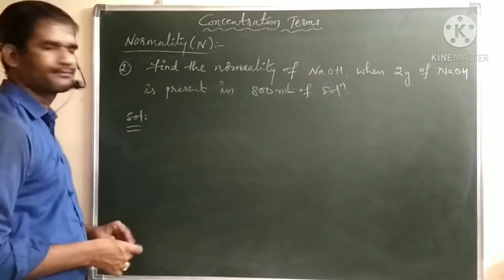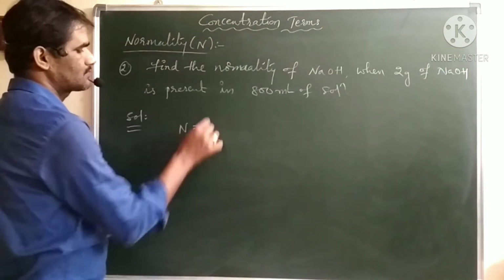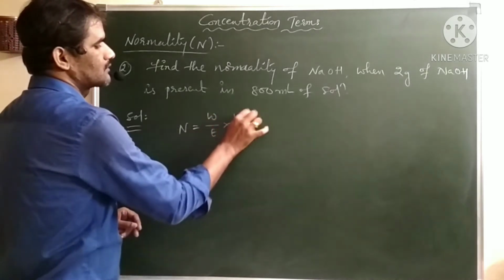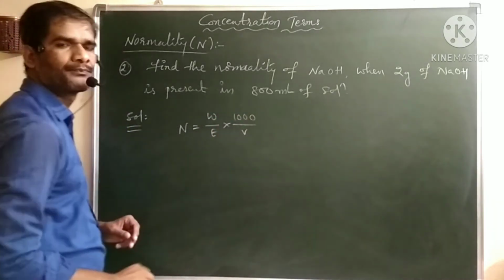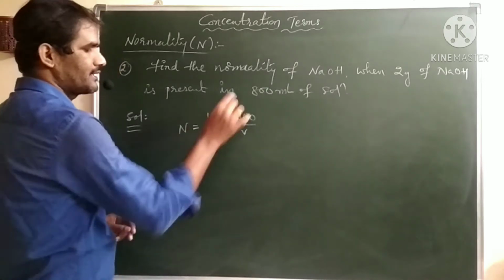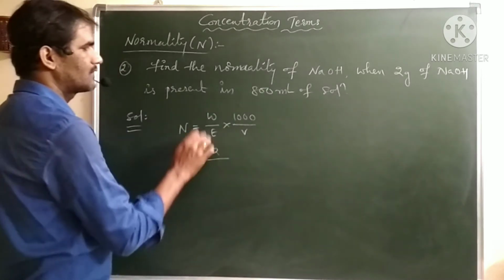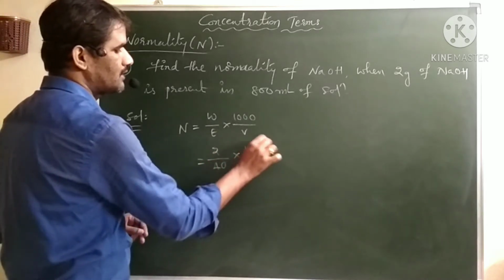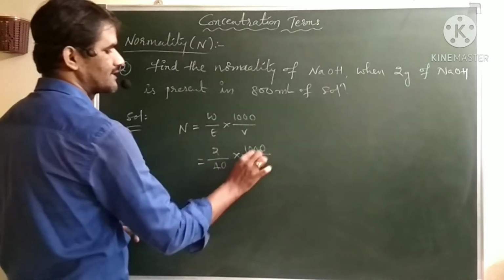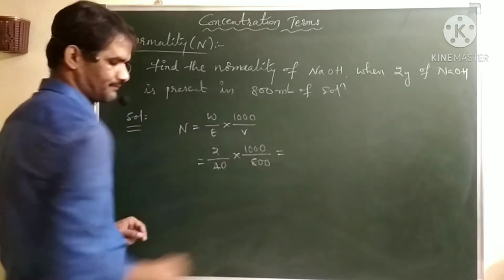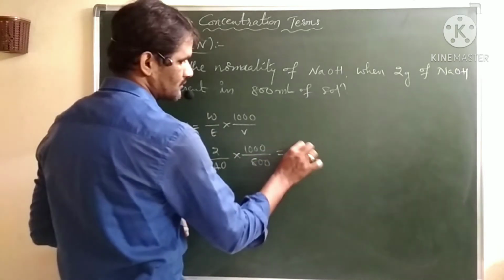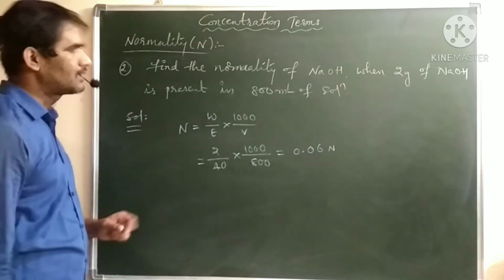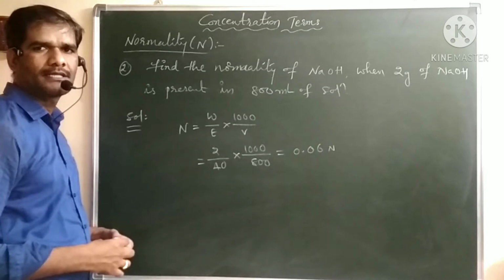Now normality is equal to weight by equivalent weight into 1000 by V. The weight is given as 2 grams, the equivalent weight for NaOH is 40, into 1000 by the volume of solution, which is given as 800 ml. This will give 0.06 normal. Overall, the normality of NaOH here is 0.06 normal.